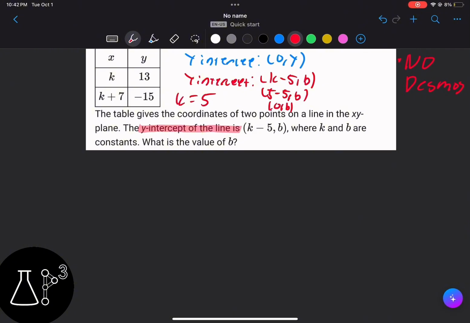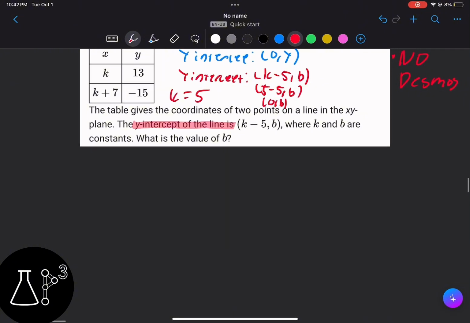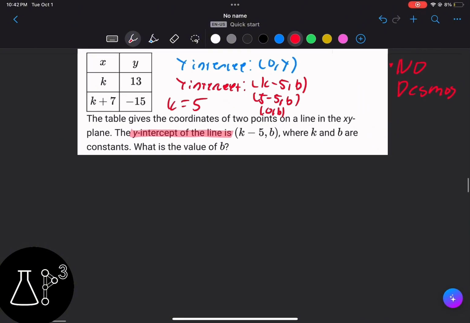So what does that give us? I'm going to rewrite it over here. That gives us that when x equals 5, y equals 13, and when x equals 12, y equals -15. And I'm going off the graph if anybody's confused. So now let's use the slope formula. What is the slope formula? It's m equals y2 minus y1 divided by x2 minus x1, which gives us slope. And that's what we're looking for in order to figure out the value of b, the y-intercept.